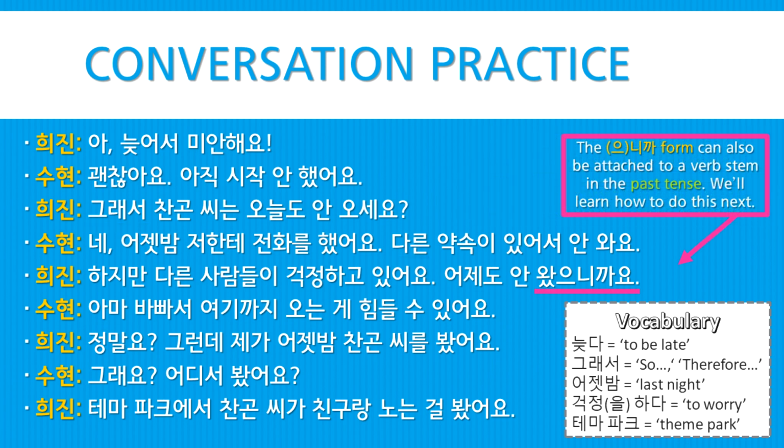어제도 안 왔으니까요. Because he didn't come yesterday either. Note that this 으니까 form can also be attached to a verb stem in the past tense. And we'll learn how to do this next. 아마 바빠서 여기까지 오는 게 힘들 수 있어요. Maybe, because he is busy, it can be difficult to come here, or literally to come up to here. So perhaps he lives far away.